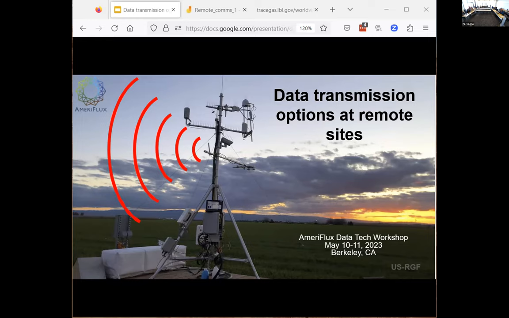The photo in the background is the site that we'll be visiting for those of you who are here in person and are participating in the site visit. This is USRGF, just outside of Modesto. We'll talk a little bit more about the site later.